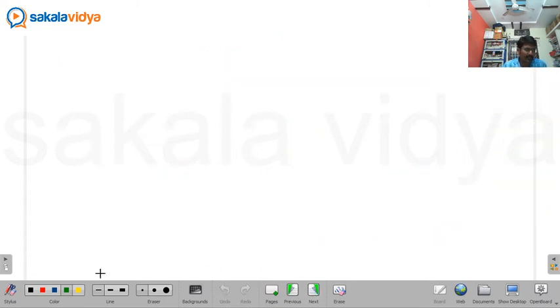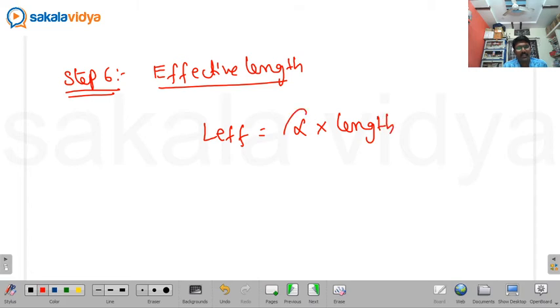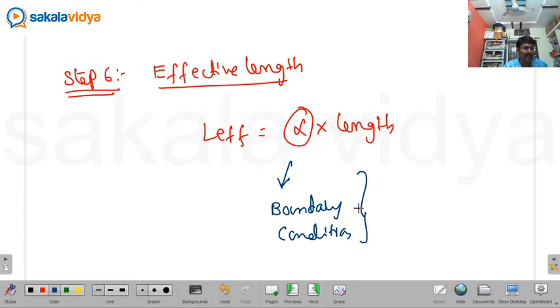From step 6, it is similar to our model number 1. Step 6, effective length. I think you know the effective length formula is nothing but some factor multiplied with the given length. This alpha is obtained based upon boundary conditions from so and so table. I think you are very familiar with that.